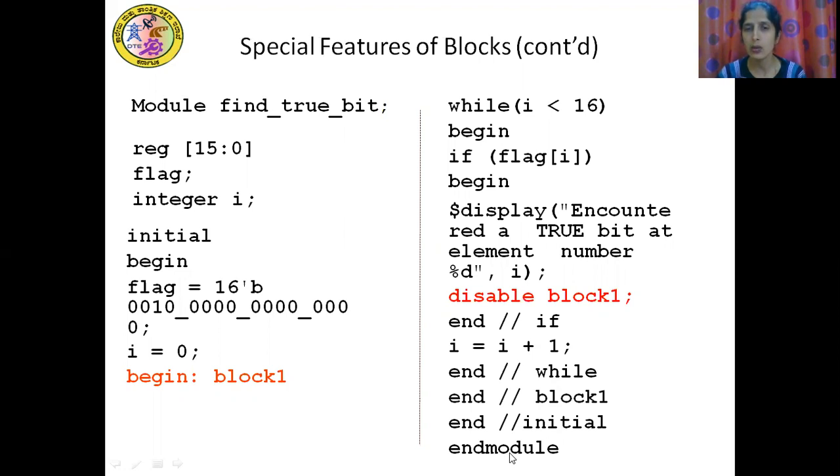So this is how, by using the keyword disable followed by the name of the block, it is possible to disable the named block especially. If the blocks are not named, obviously it is not possible to disable the blocks. If and only if the blocks are named, then we can disable the named blocks. So let's continue.